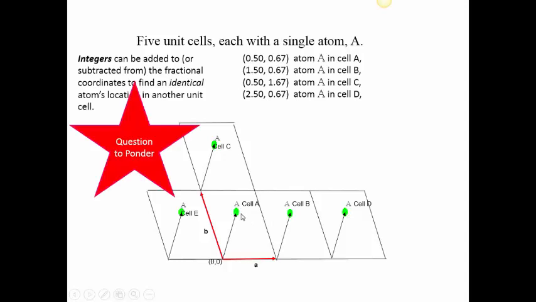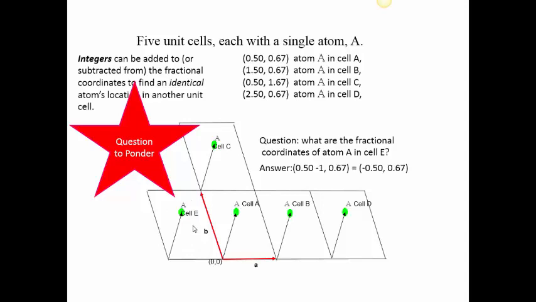Now let's have a question to ponder. What are the fractional coordinates of atom A in cell E? Okay, I guess you've gotten it. Here's the answer. It's -1 in A, so 0.5 minus 1 gives you -0.5, and then B is the same at 0.67.